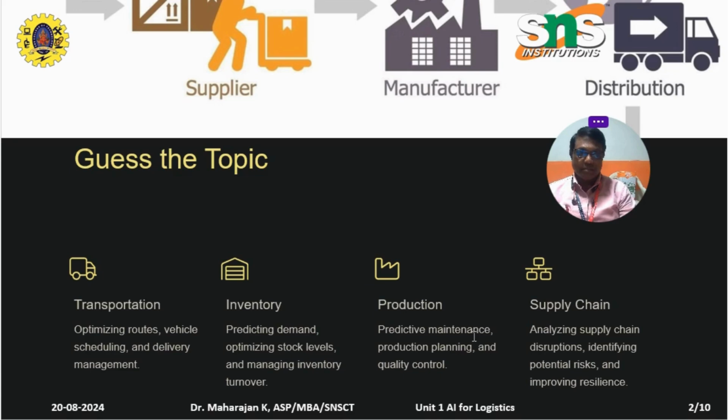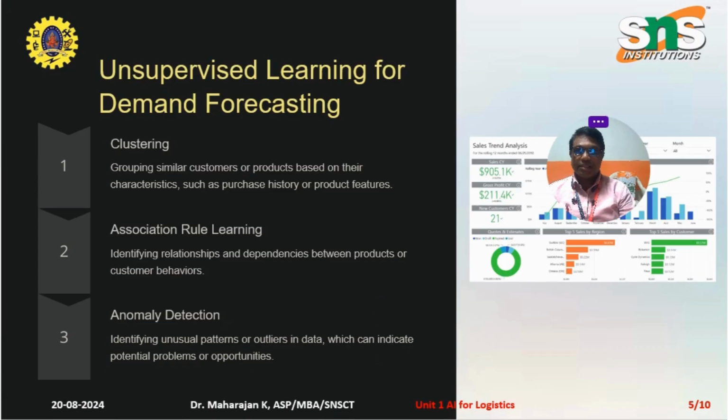That can be three types in general: raw material inventory, work in progress inventory, and finished goods. And then production, then supply chain. Clear? So this is the complete set of activities of logistics and supply chain. Now, we have seen about all these things. Now we must be clear how supply chain and artificial intelligence are linked.